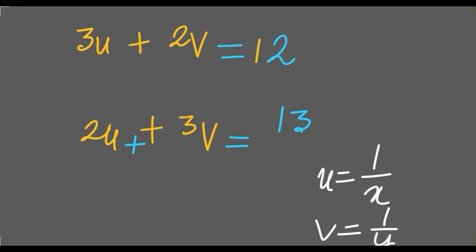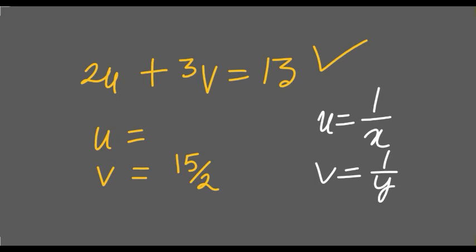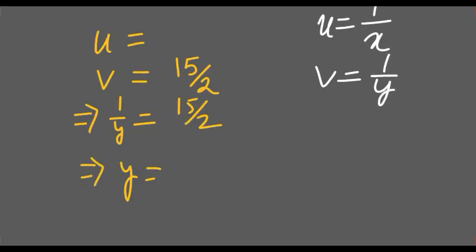Let me remove this, and hence we have two linear equations, as this is 12, this is 13, and when you solve these two linear equations by using any of the methods, you are going to get the value of u and v. For this case, you are going to get 39 minus 24, and 2v, so that would be 15 by 2. So substituting again 1 by y as 15 by 2, you are going to get y as 2 by 15. And hence you can substitute v also to find the value of x.